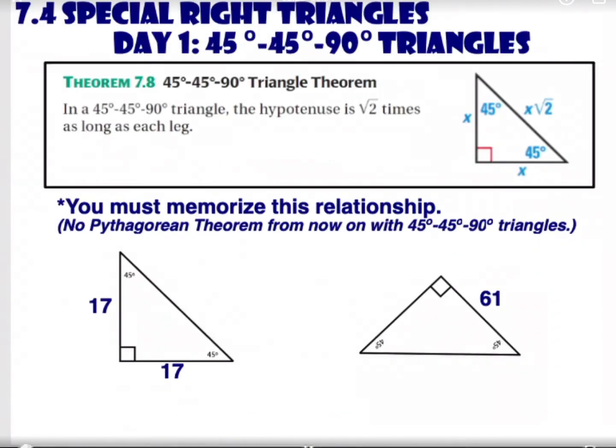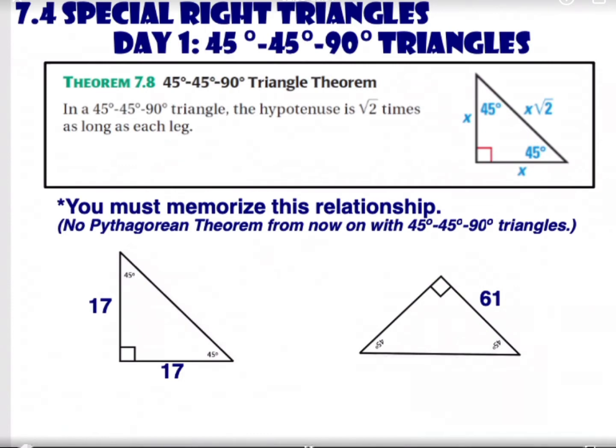It says in a 45, 45, 90 triangle, the hypotenuse is the square root of 2 times as long as each leg. And that idea you'll want to memorize because it's going to come up again in Algebra 2 and pre-calculus and calculus. Anytime you talk about trigonometry, you're going to be talking about 45, 45, 90 triangles.